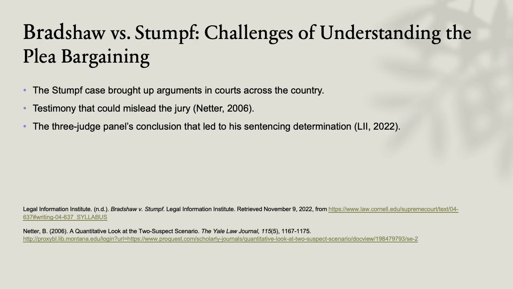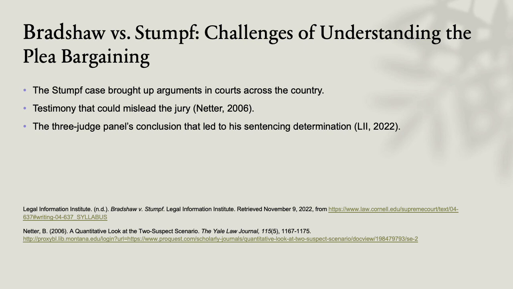Bradshaw v. Stump, challenges of understanding plea bargaining. The case involving Stump brought up arguments in courts across the country on whether it was unconstitutional to conduct multiple trials that have contradicting theories of a single crime. This was due to the unreliability that was seen throughout the case and in the courts. The appeal to reliability also stems from the Supreme Court's decision that if the testimony a prosecutor states is known to be false, then they are required to correct the illicit testimony that could mislead the jury.